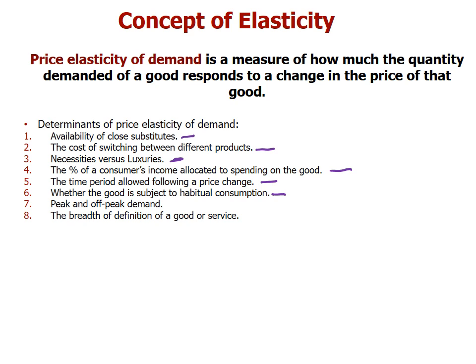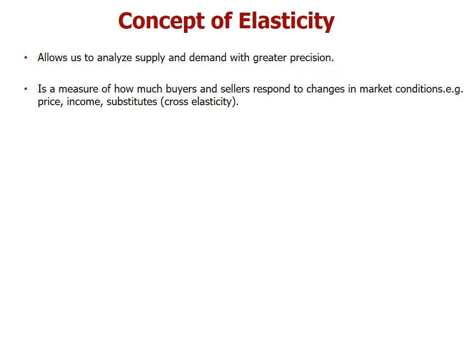Peak or off-peak demand, so things like parking, electricity, cell phone usage. At some point, you might not even care about the price because you have to use it during that period. And the breadth of definition of a good or service. If it's a good or service that everyone uses, like water, a good that is universal, your price elasticity might be lower as well.